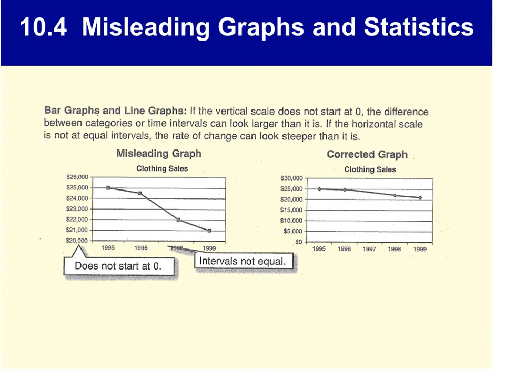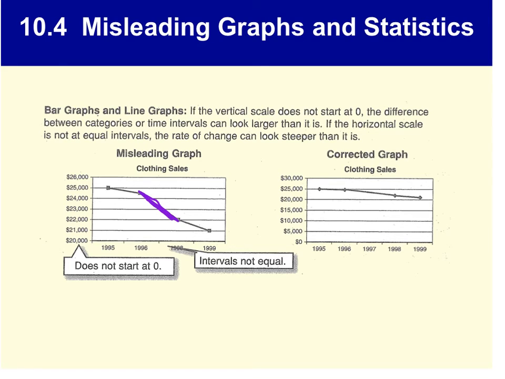All right, that takes us to 10.4, misleading graphs and statistics. Don't need you to write this down, but let's just take a look at it. Bar graphs and line graphs, if the vertical scale does not start at 0, so if you notice this starts at 20,000 where this one starts at 0, the difference between categories or time intervals can look larger than it is. The main one to focus on, I would say, is this one right here. That looks like a pretty steep decline in our misleading graph.